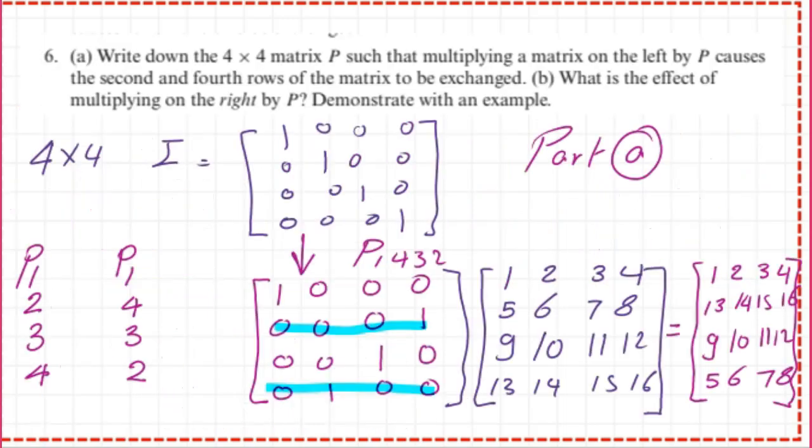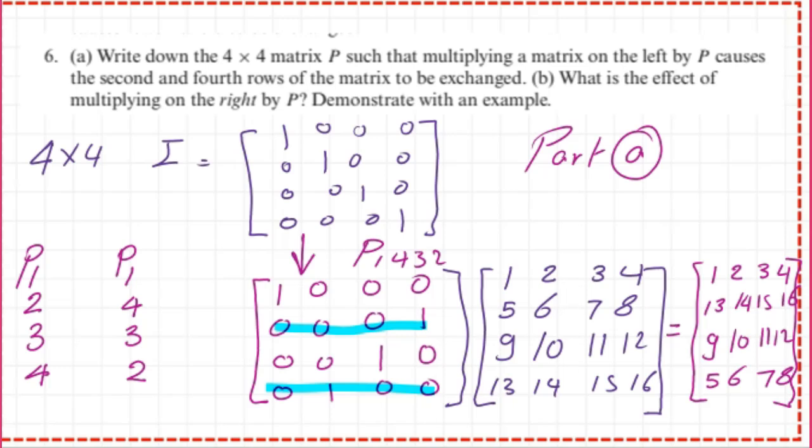Write down a 4 by 4 matrix P such that multiplying a matrix on the left by P causes the second and fourth rows of the matrix to be exchanged. This is part A, while part B asks: what is the effect of multiplying on the right by P? Demonstrate with an example. Okay, we have a 4 by 4 matrix, and the identity matrix for 4 by 4 is 1 0 0 0, 0 1 0 0, 0 0 1 0, 0 0 0 1.